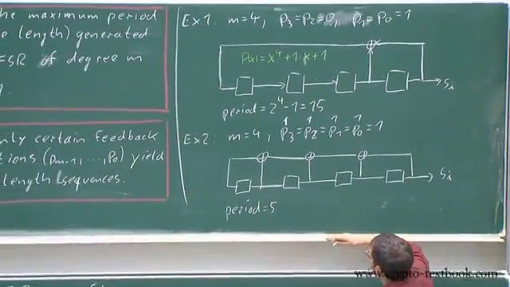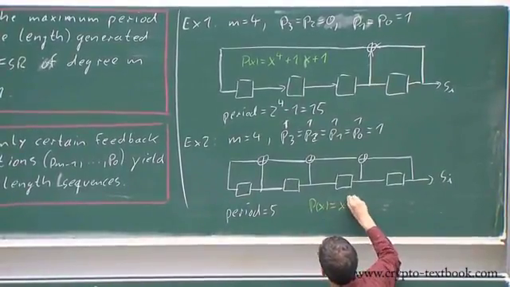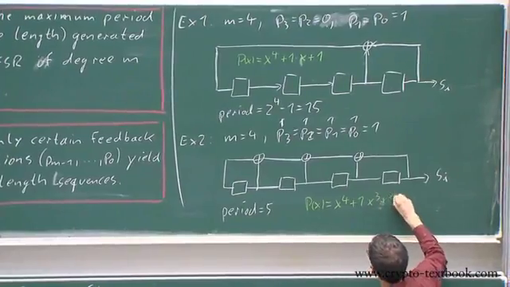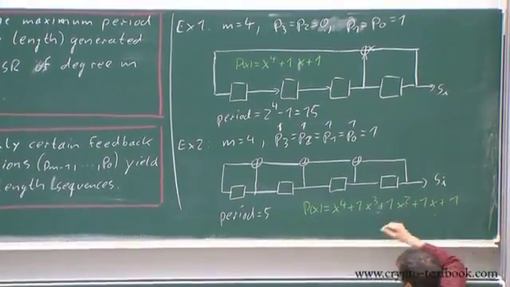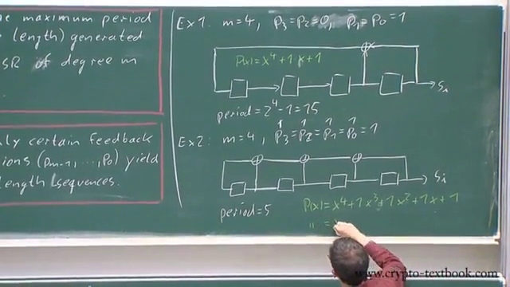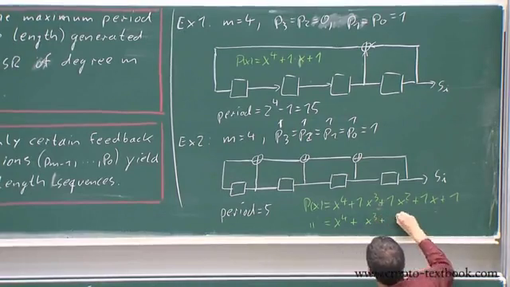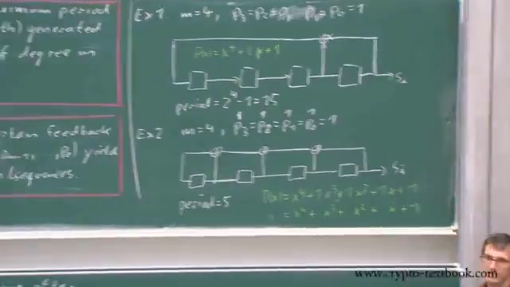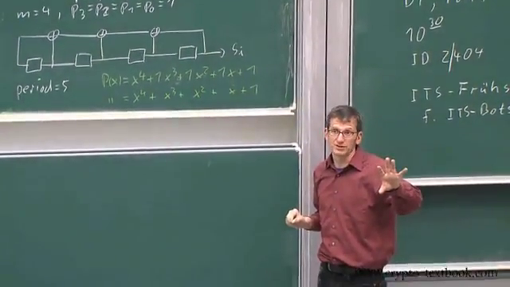The polynomial for this one is p(x) equals x to the 4 plus 1 times x cubed plus 1 times x squared plus 1 times x plus 1. And of course, you can drop most of the ones here. So your life changes from now on, okay?